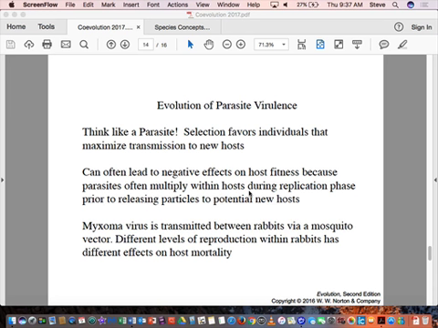and then what we're going to talk about is different levels of reproduction of that virus within rabbits often has different effects on host mortality, right? So how do you think that's correlated? If you have a highly reproductive myxoma strain, what do you think the fitness effect is on the host? It'd be more virulent, okay?